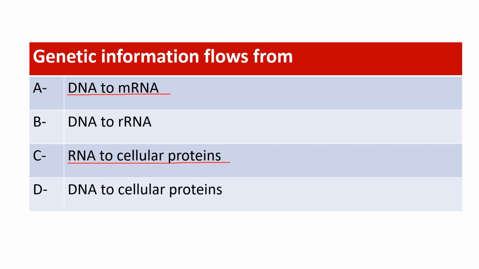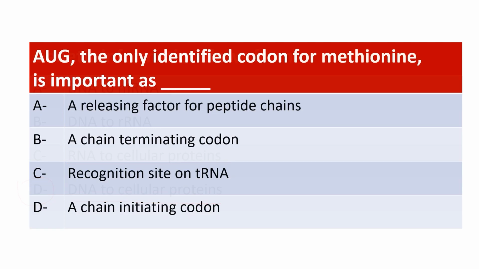So based on this information, options A and C correctly represent the two stages of the flow of genetic information. However, option D, DNA to cellular proteins, which expresses the entire flow of genetic information, provides a general summary of this process and is the most appropriate answer in this context. So the answer is D, my friends.